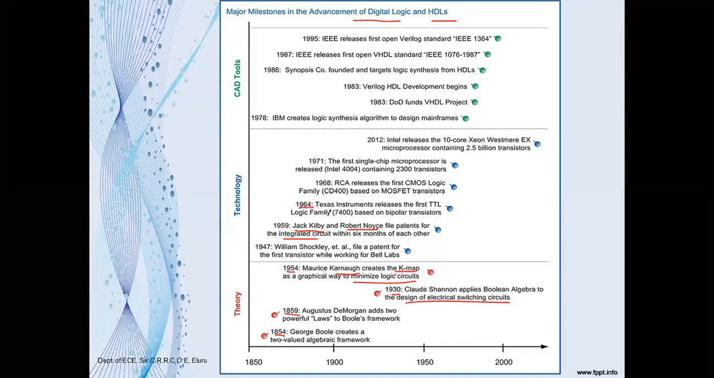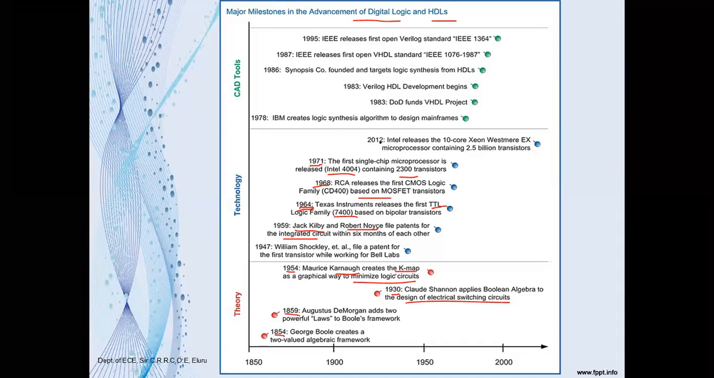In 1964, Texas Instruments released the first TTL logic family, the original 7400 series. So digital ICs have been available from 1964. In 1968, the first CMOS-based logic was released by the company RCA. And in 1971, the first single-chip microprocessor was released by Intel Corporation, containing approximately 2,300 transistors. All of this is possible because of the integrated circuit proposed in 1959 by Jack Kilby and Robert Noyce.